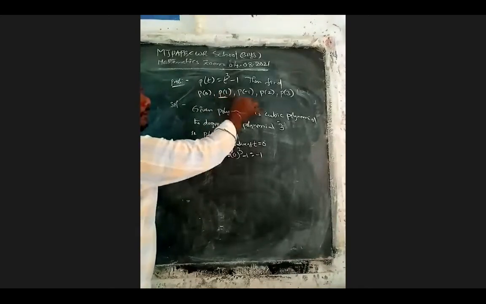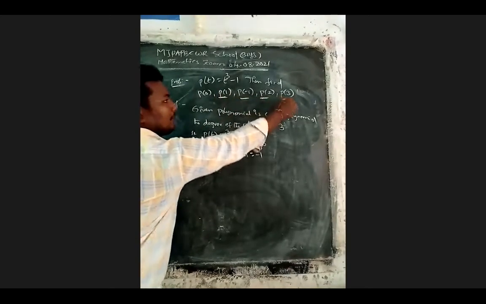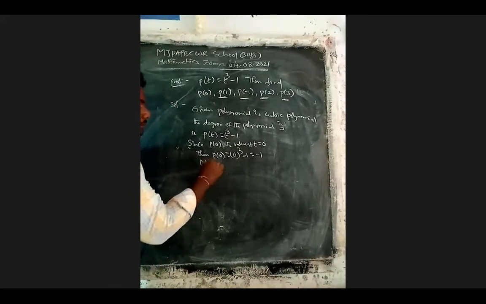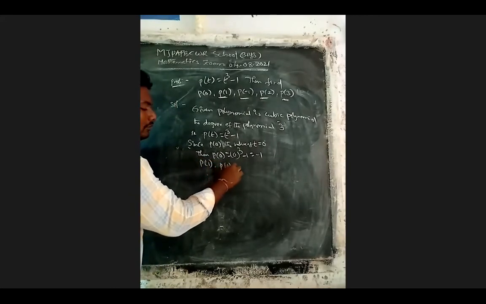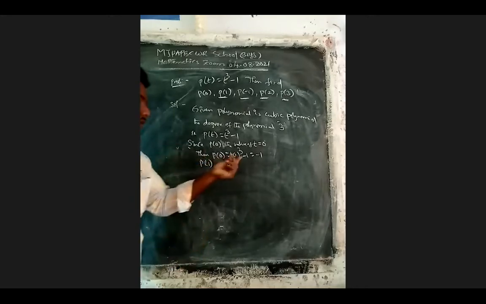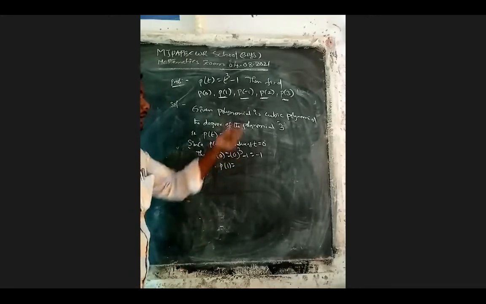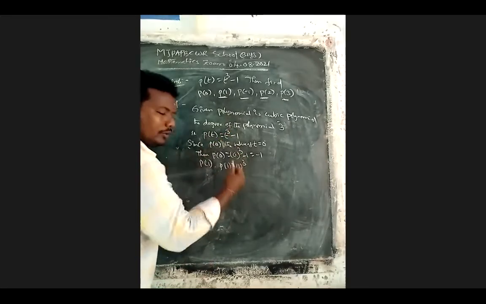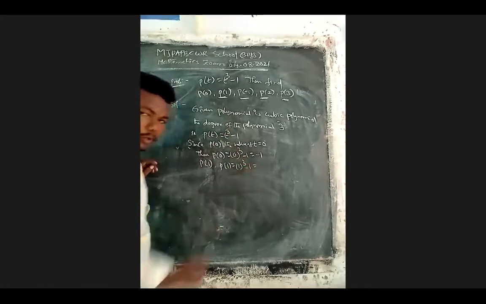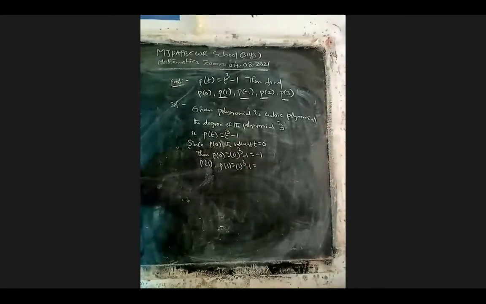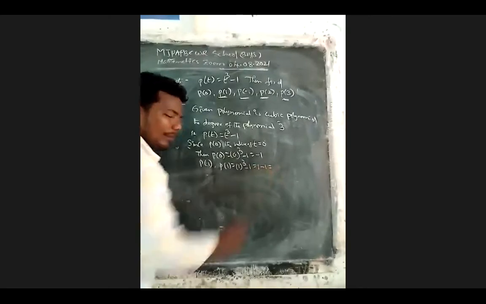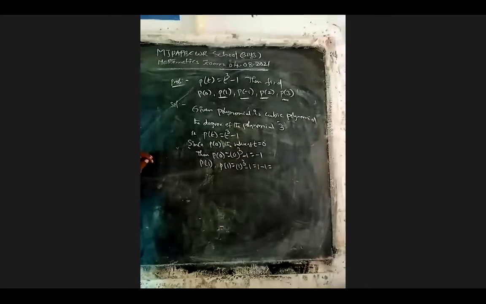Similarly, P of 1, P of minus 1, P of 2, and P of 3. P of 1: substitute t equals 1 in t cube minus 1. 1 cube is 1, so 1 minus 1 is 0.